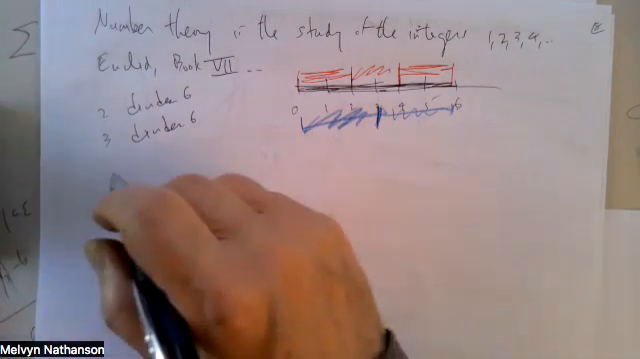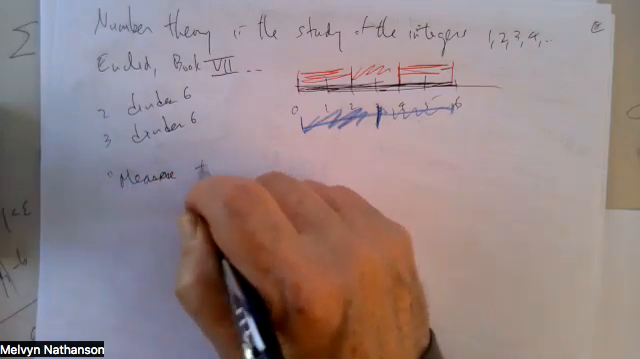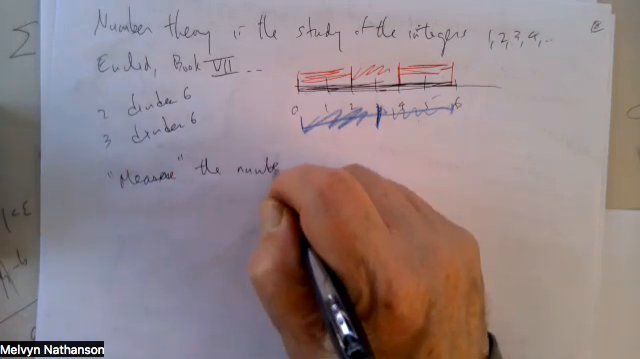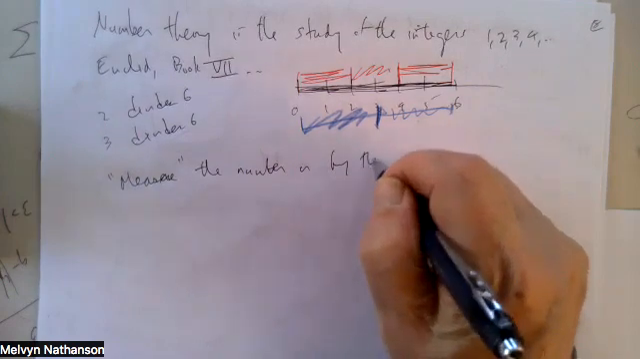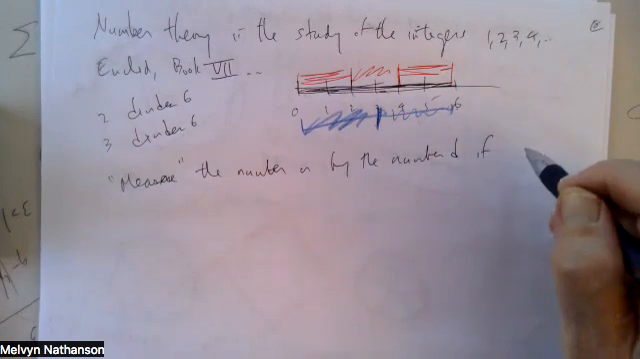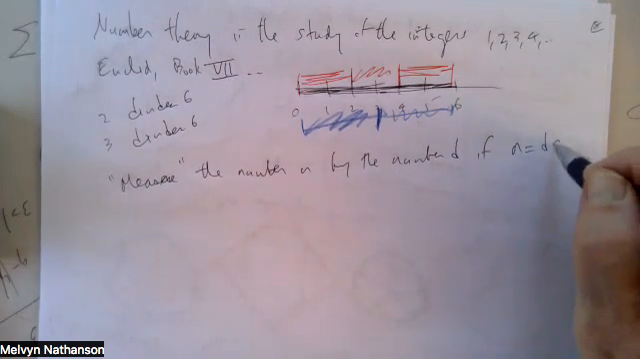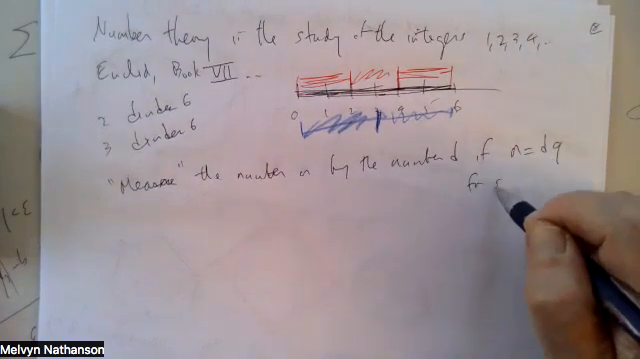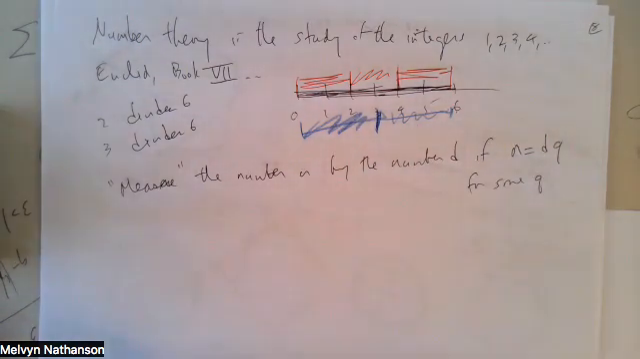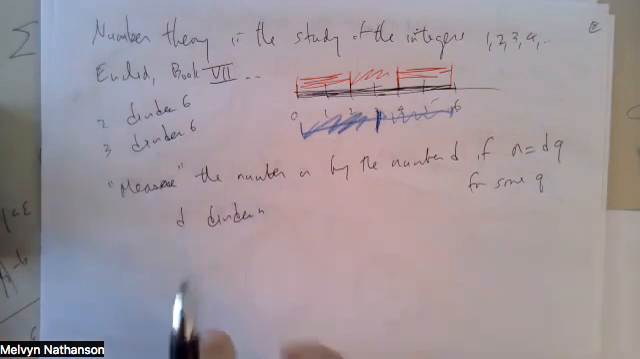And so we can somehow measure the number n by the number d if n is a certain integer multiple of d, if n is d times q for some q. Or another way of saying that is d divides n.